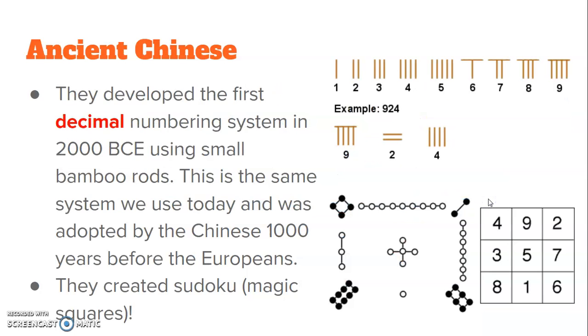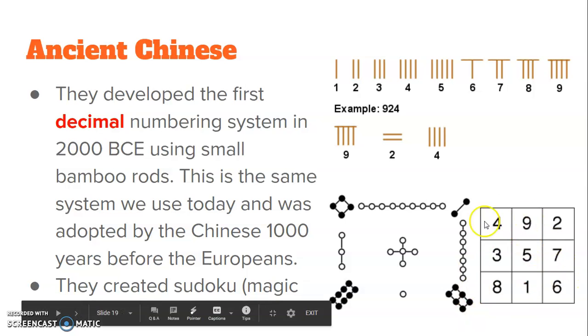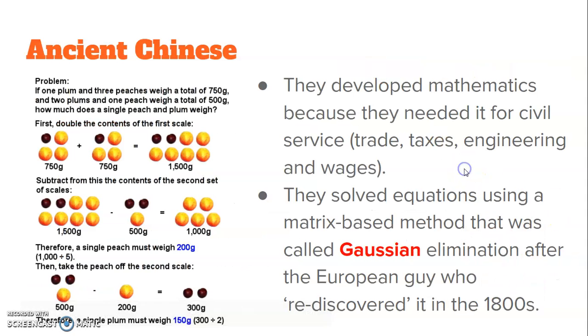The ancient Chinese developed the first decimal system in 2000 BCE using bamboo rods. And this is the same system we use today and was adopted by the Chinese 1,000 years before the Europeans. So 4,000 years ago, they developed this system, and it's stuff we still use today. They created Sudoku, like magic squares is what they called it right here. It was just a way of playing with numbers.